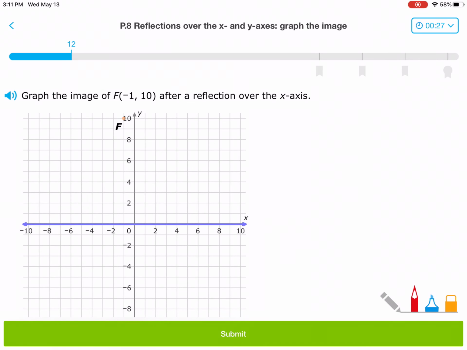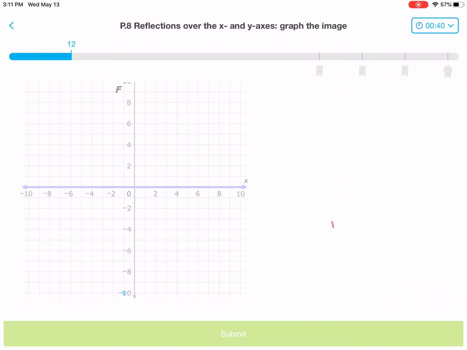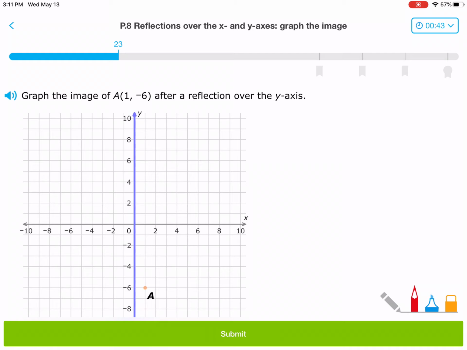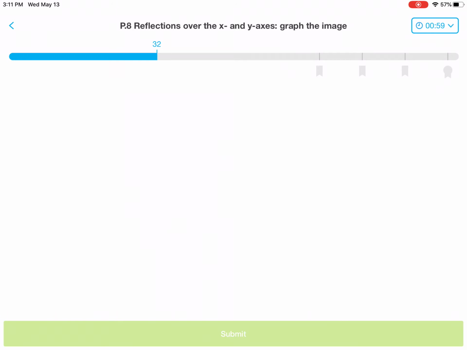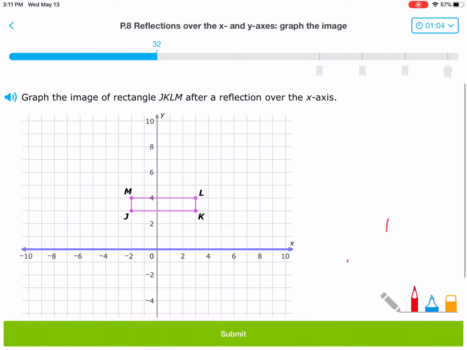Graph the image of -1, 10 after it's reflected over the X-axis. So it's 10 away from the X-axis up there, and it'll be 10 away down here. We're reflecting over the Y-axis this time. So this time it's over 1, so now it'll be over 1 on this side. Okay, the whole image over the X-axis.